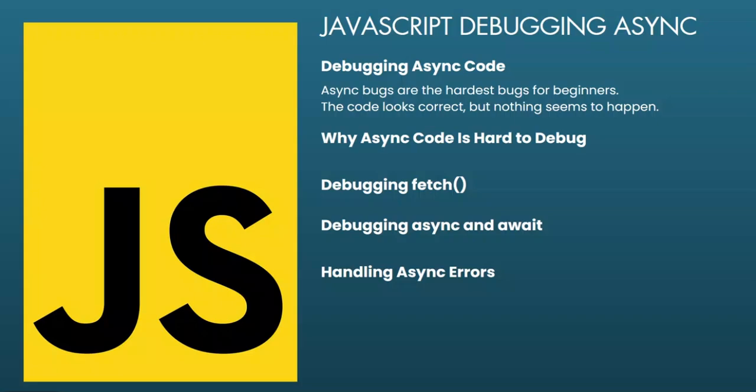Debugging async code. Async code bugs are the hardest bugs for beginners. So async simply means asynchronous. So asynchronous bugs are the hardest bugs for beginners when you work with async code in JavaScript as a beginner. You can find it difficult to debug because most of the time the code will be correct, but nothing seems to be happening. Then why is async code hard to debug?